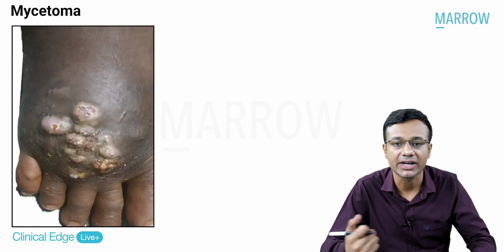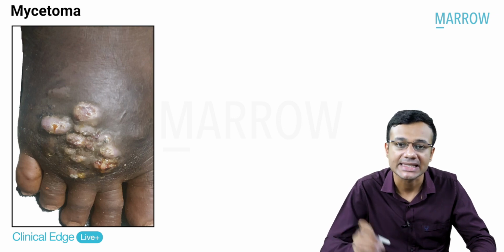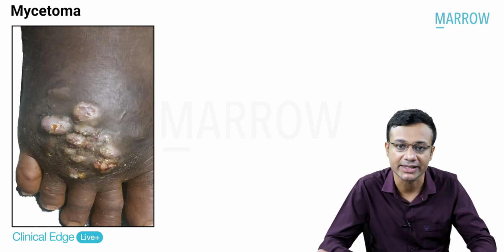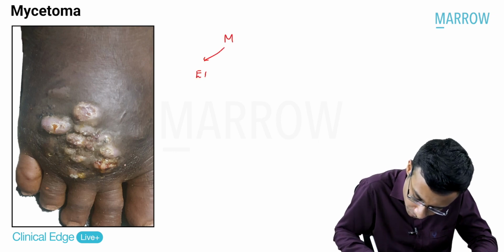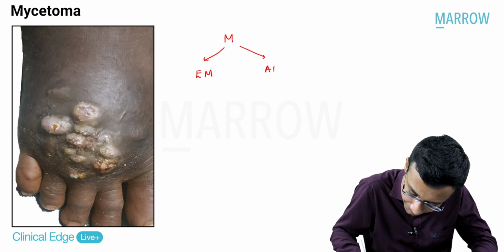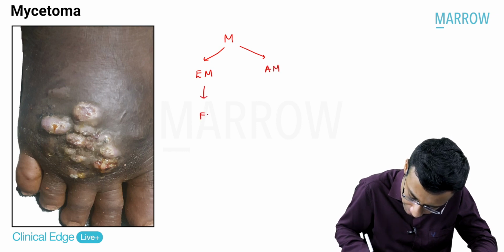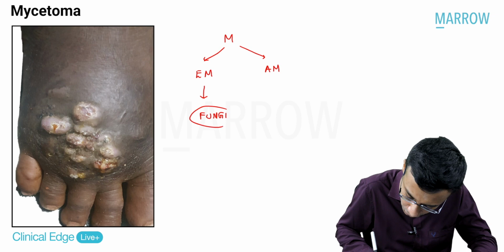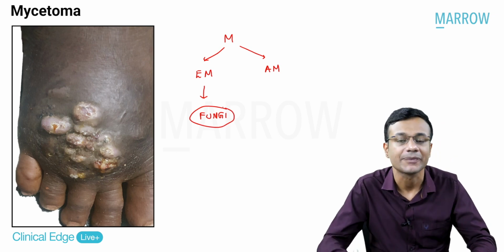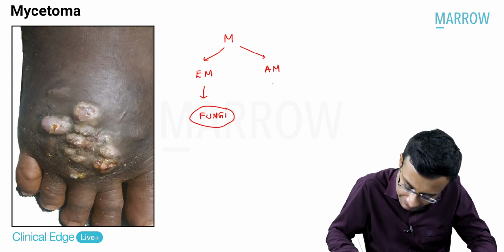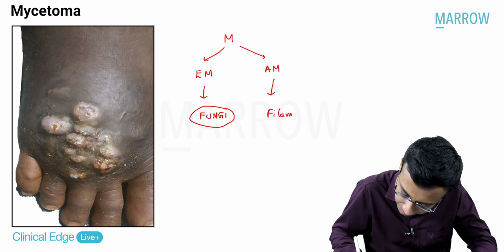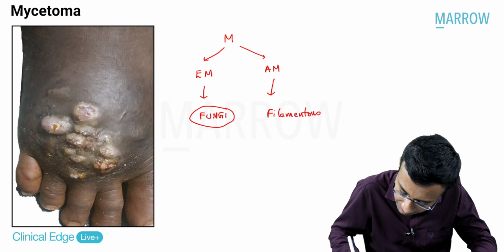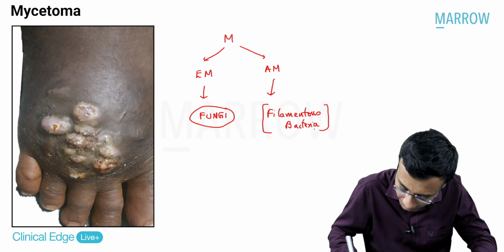Now we know the classical triad of mycetoma. You have swelling formation, sinus formation, and then you have discharging granules. Now please remember, mycetoma is divided into eumycetoma and actinomycetoma. And eumycetoma, we should remember, is fungal in origin. So you do the appropriate cultures, investigation, look for fungi. And actinomycetoma is produced by filamentous bacteria. So the main way to distinguish it is microbiologically look at the cause.